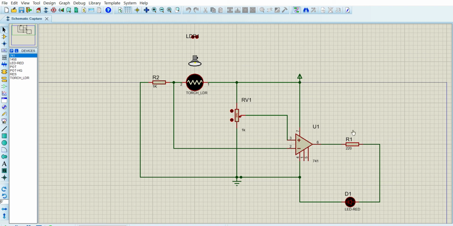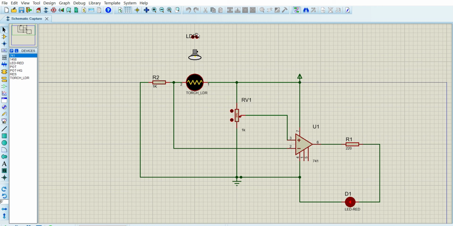So in this case, VP is constant, and we need to make sure that VN is less than VP so that our LED will glow. So to decrease the value of VN, we decrease the intensity of light, which is considered as night time, and the LED must glow. So now let's decrease the intensity of light.